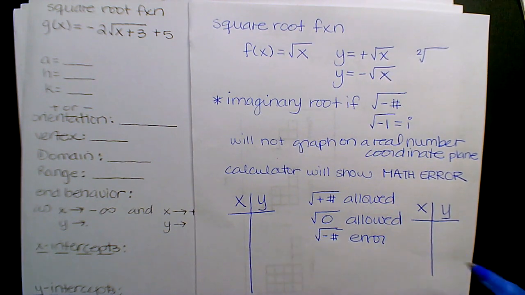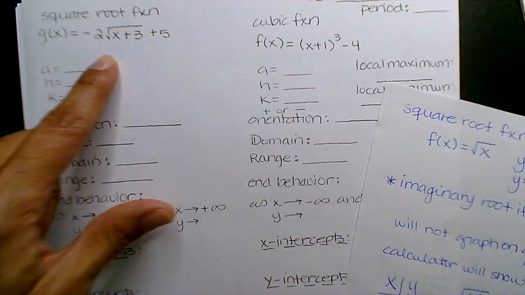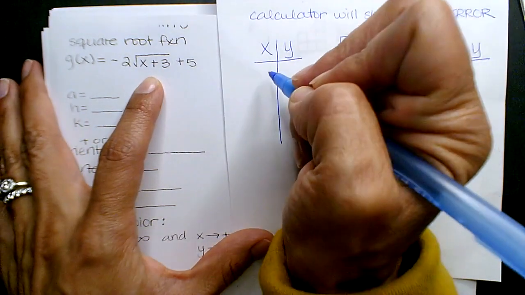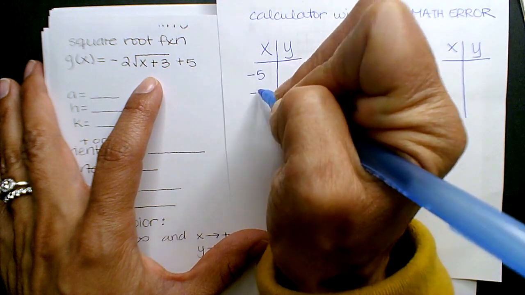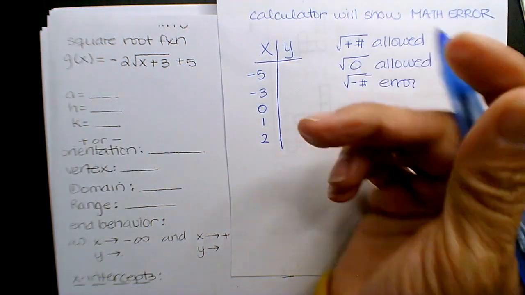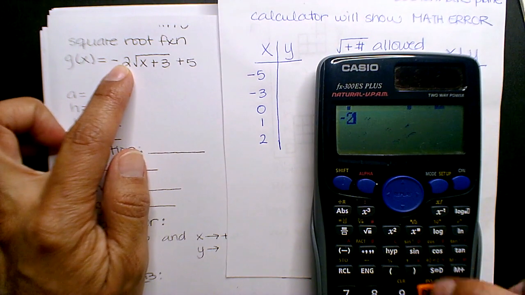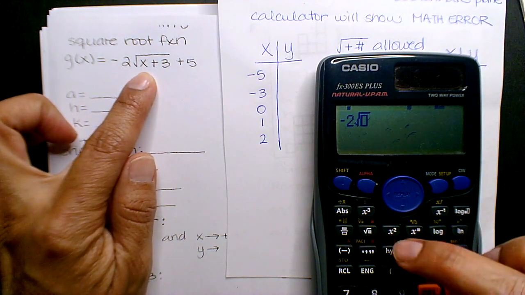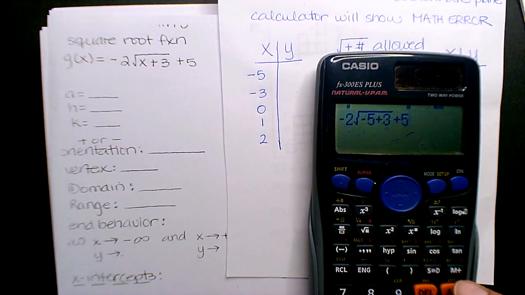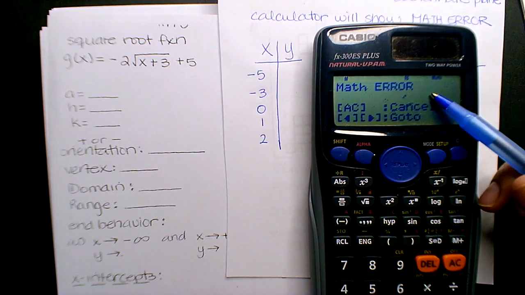But if you don't understand that and you're on a test or a quiz with your partner and you're like, here's what I'm working on. This is a function. And you're like, let me do -5, -3, 0, 1, 2, right? Say you go for that. And now you're going to type it in, and I get -2 square root, -5 plus 3, click out, plus 5, right? So see, I'm substituting. Okay, I hit equal, math error.